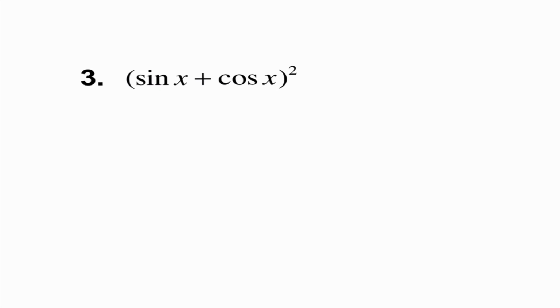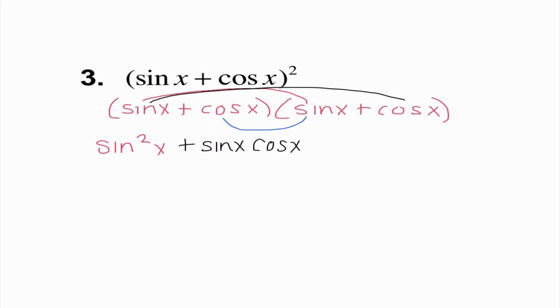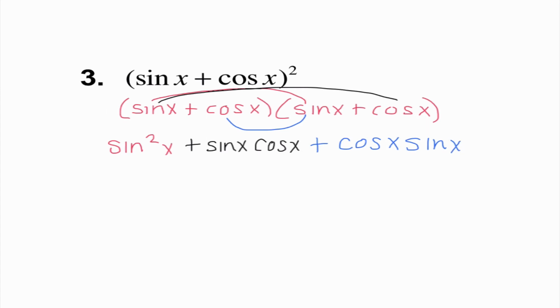Looking at number 3, I notice that I have a quantity that is squared. And there's really nothing that I can do inside that quantity, so I'm going to go ahead and square this. I know squaring a binomial just means that I'm multiplying it by itself. And then we're going to go ahead and FOIL. So I know that sine times sine is sine squared. Sine times cosine is sine cosine. Cosine times sine is cosine sine. And cosine times cosine is cosine squared.